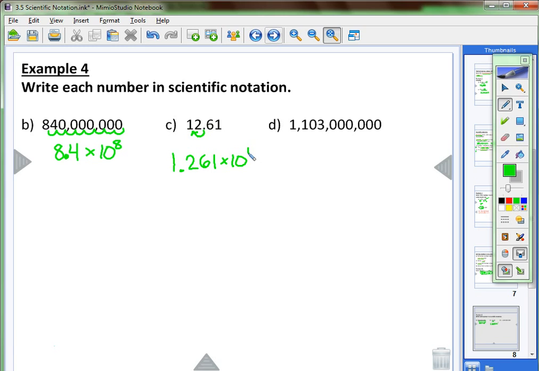All right, I want you to do part D and another problem by yourself. You can write your answer for D on your paper if you want, but you also need to write it in the box that I give you. All right, so part D, you should have gotten 1.103 times 10 to the 9th power.